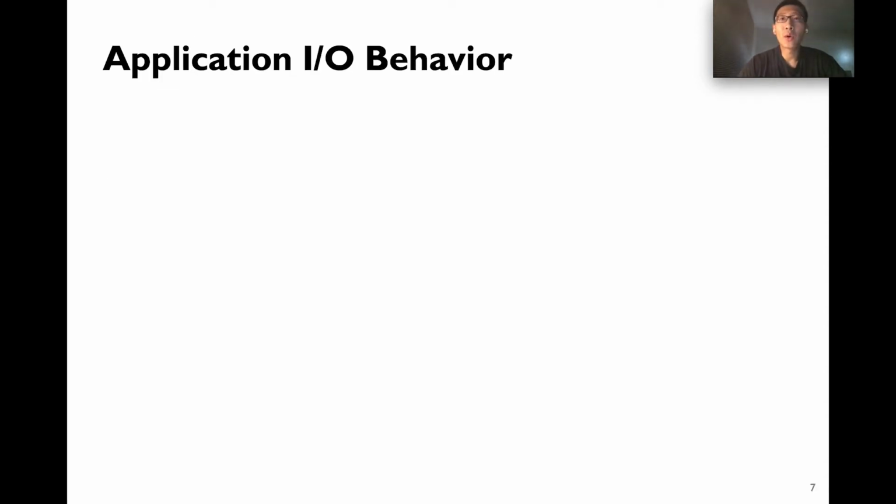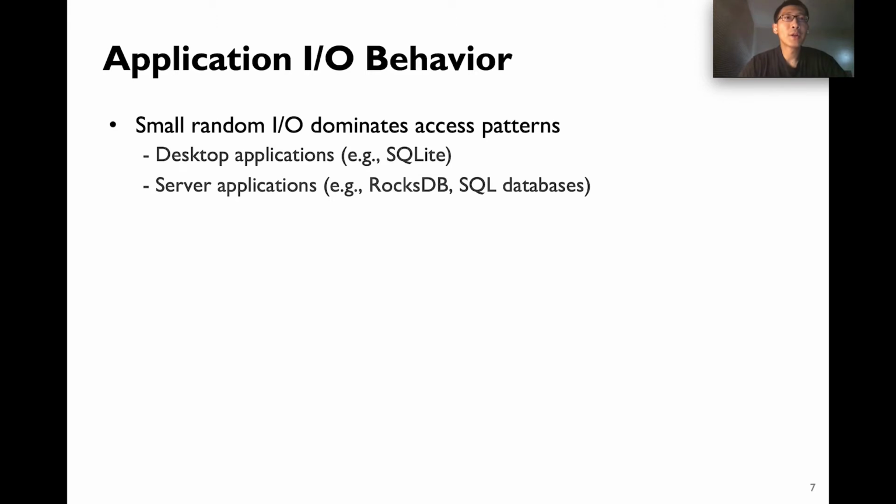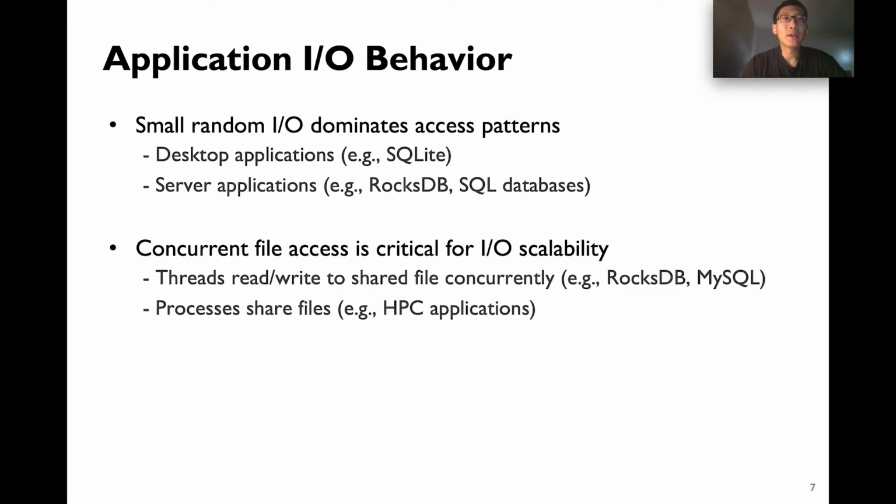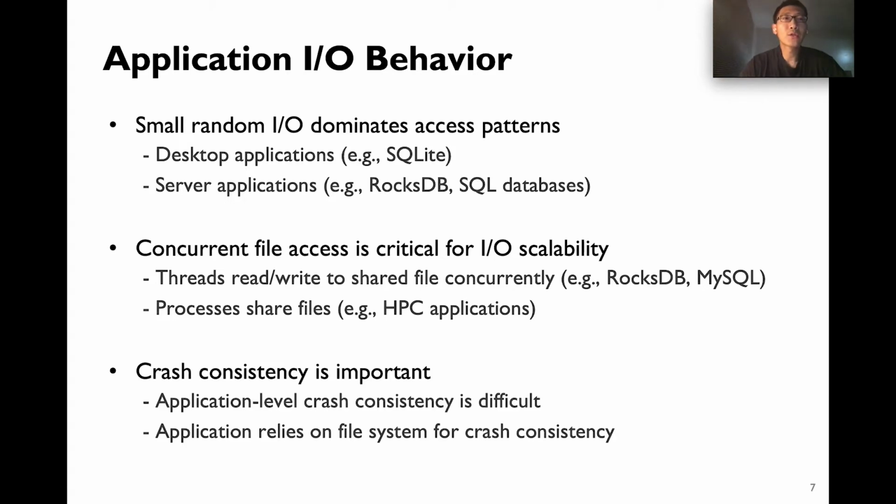In addition to hardware trends, application I/O behaviors also motivate the design of file systems. First, small random I/O dominates, not only in desktop but also server applications. The second trend is that concurrent file access is required. Not only multiple threads, but also multiple processes are accessing shared files concurrently. The third trend is that crash consistency is critical. Applications rely on file system crash consistency mechanisms.